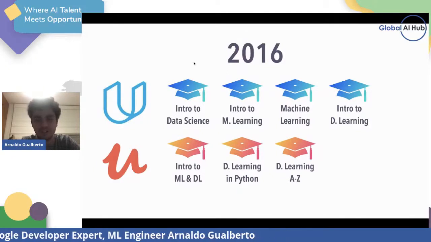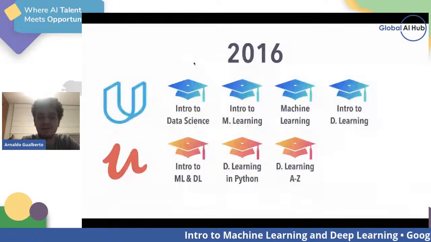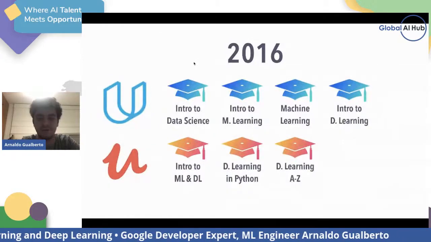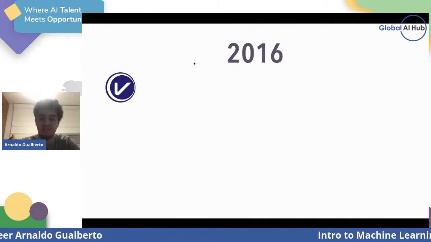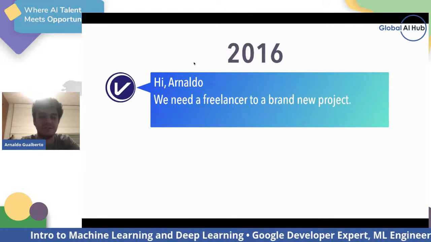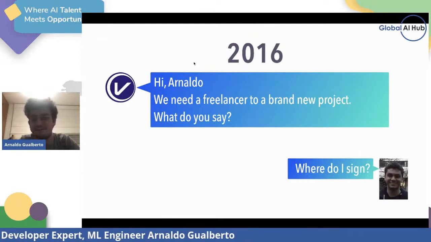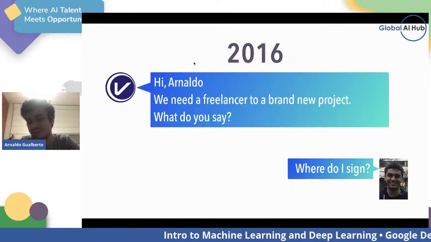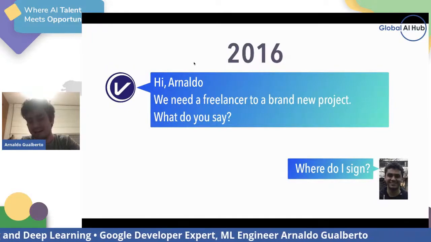Here you can see some courses I did in that year. This is not all the courses I did, but the most relevant ones, the courses I recommend you to do too. And in October of 2016, I received an email from the company I used to work for, saying: "Hi Arnaldo, we need you as a freelancer for a brand new project. What do you say?" I had no money, I had no job, I already had a house and a wife to take care of, and I answered, "Where do I sign?"